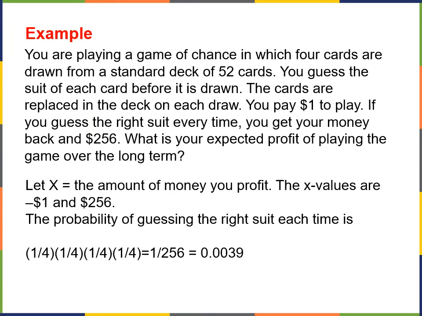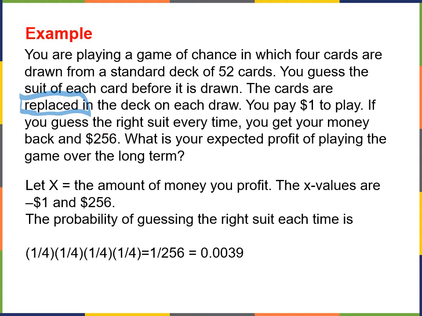Let's do it with cards. Playing a game of chance, and you have 4 cards in a standard deck of cards. You want to guess the suit of each card before it's drawn. We're going to replace the cards in the deck. That's important because that's going to affect our probability. So the cards are replaced. You pay $1 to play this game. If you guess the right suit every time, you get your money back, and $256. So basically you're up $256. If you lose, you lose your dollar.